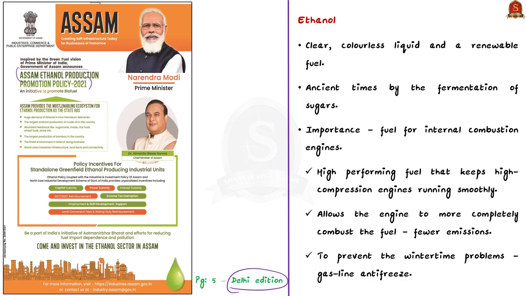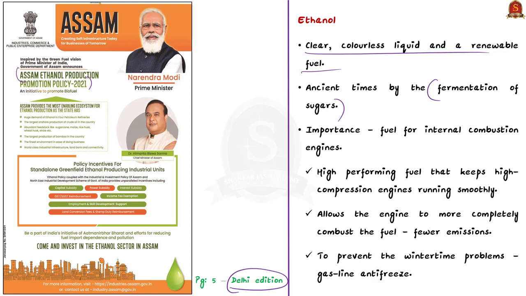So, in the slide, let us see some important facts about ethanol and also about the said policy. See, ethanol is a clear, colorless liquid and a renewable fuel, and it has been made since ancient times by the fermentation of sugars. You would have heard about ethanol being given much importance as a fuel for internal combustion engines. The reason for ethanol being preferred as a fuel are its environmental and long-term economic advantages, which are far superior when compared to fossil fuels.